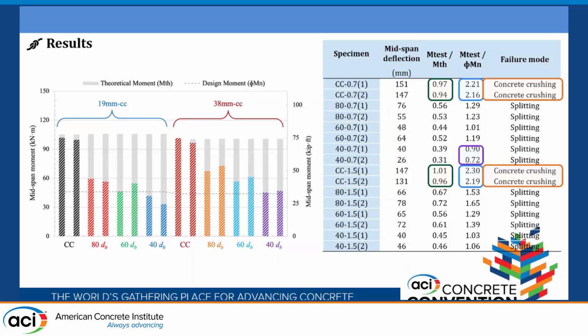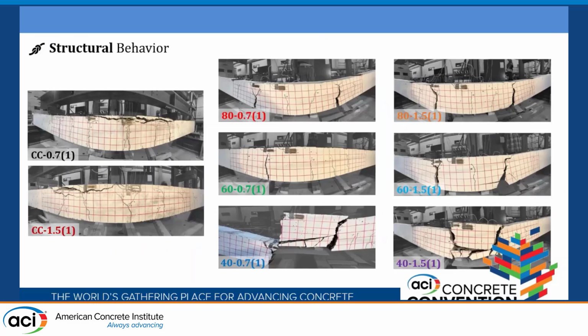So in that graph, we can see that, of course, the longer the lap-spliced length, the higher the capacity, and also we see the difference between the 19 millimeters clear cover specimens against the 38 millimeters clear cover specimens. Here are all the failure modes. All of them were classified as splitting failure mode. I know that in some of them you can see horizontal splitting, but again, because we only have one bar, the main failure plane was a bottom crack. The two control beams were, of course, concrete crushing.